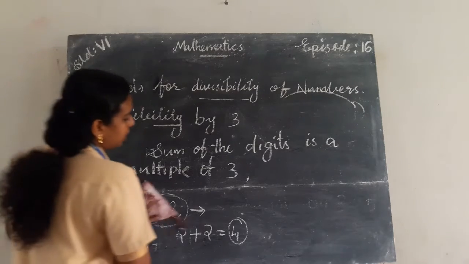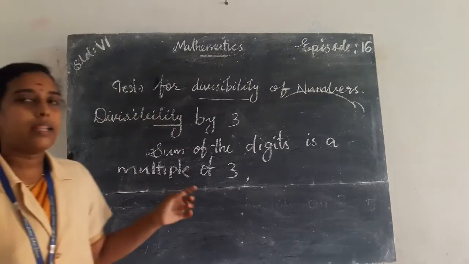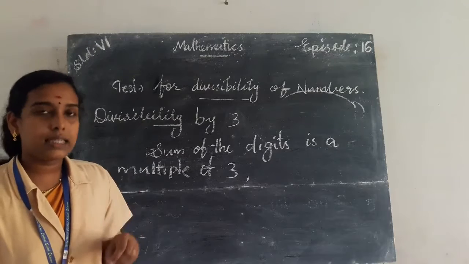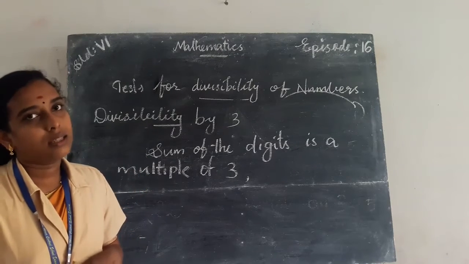So to check the divisibility of a number by 3, first we take the sum of the digits, and if the sum of the digits is a multiple of 3, then we can say that the number is divisible by 3.